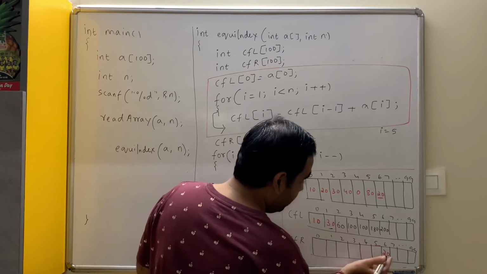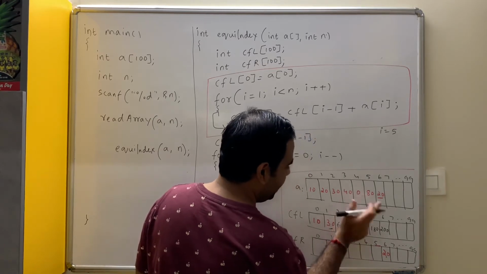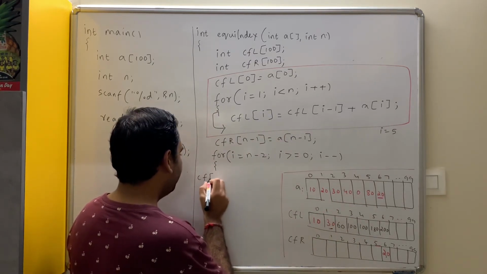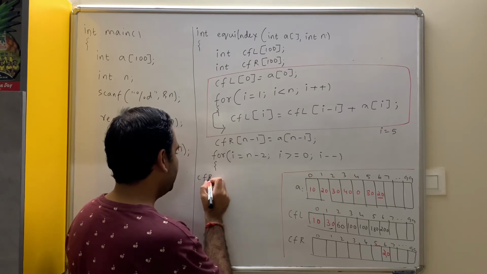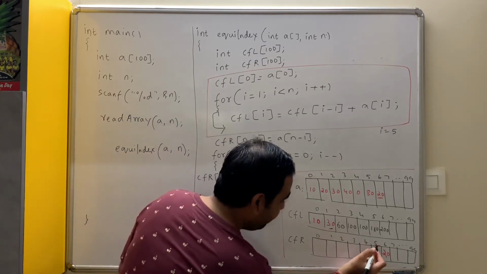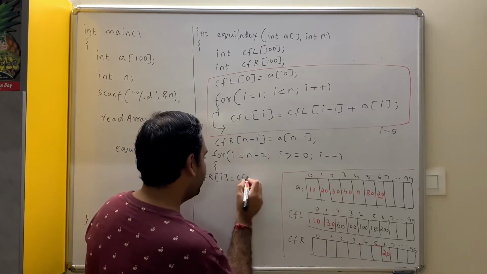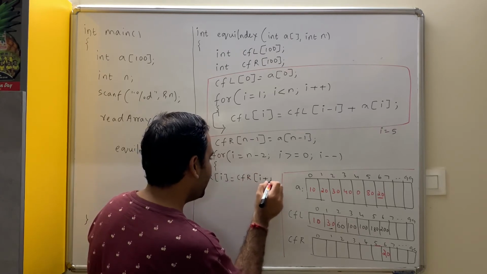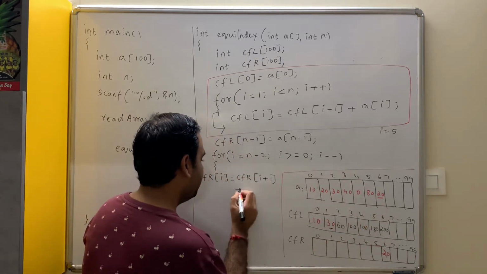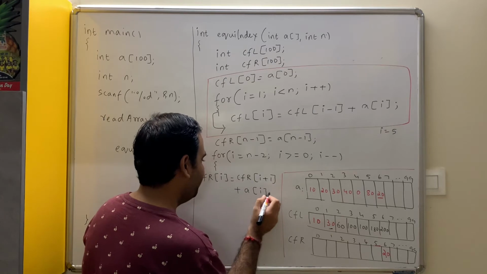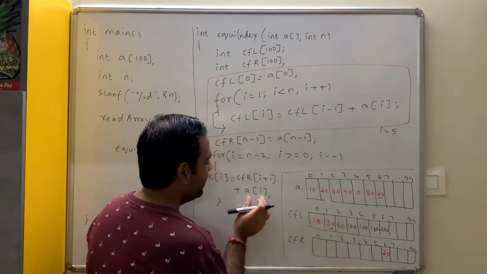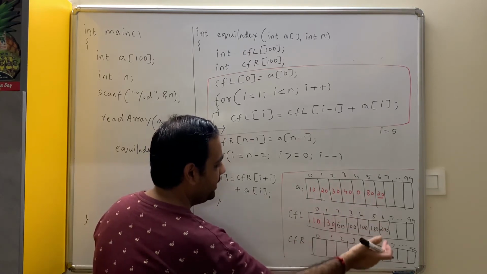Now at this index, what should you write? 20 plus 80. Are you getting it? Therefore, I write here cumulative frequency of RHS of I is equal to, now the value of I is 5. I need to get the value at 6. How do I get it? Cumulative frequency of RHS of I plus 1. Now I plus 1 is 6. You get 20 plus 80, plus A of I. The value of I is 5, 5 plus 1 is 6. Cumulative of RHS of 6 is 20. A of I is 80. 80 plus 20 is 100.